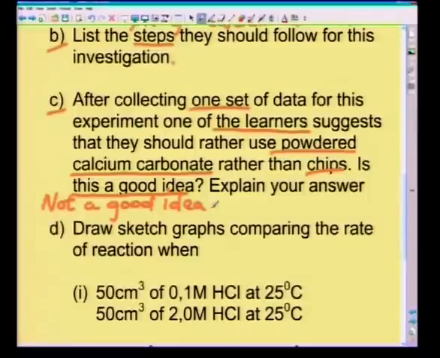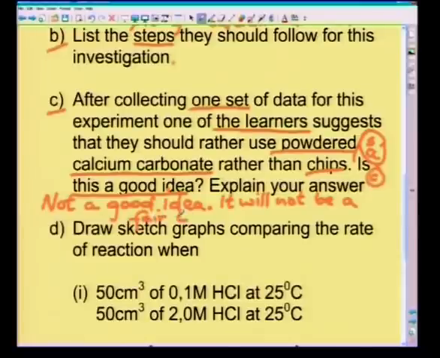Not a good idea because what is under investigation here is concentration. Every other variable must be kept constant. If you use powder, you are actually now looking at surface area. Let me use SA for surface area. So you now have surface area and concentration, and you are looking at how they both affect rate of reaction together. That's not going to be a fair test. So this is not a good idea because it will not be a fair test. We need to have a fair test. What is a fair test? Only one variable should be changing. In this case, it should be concentration. Only concentration must be changed.